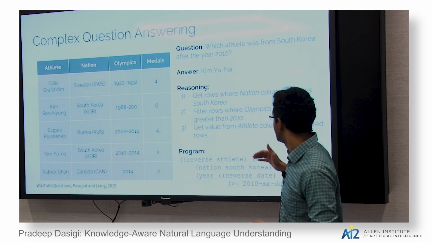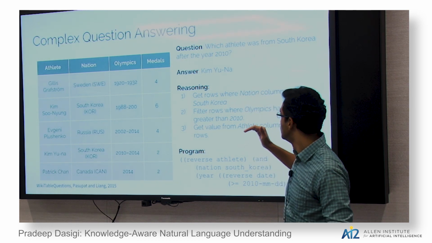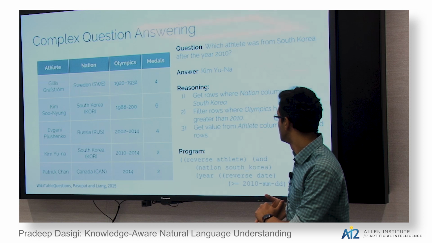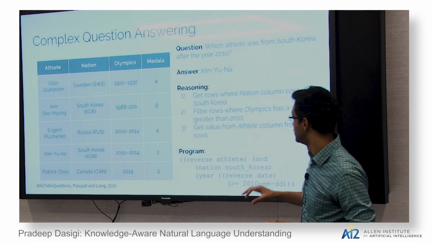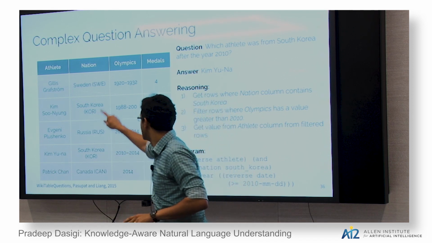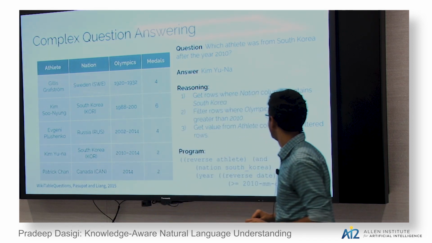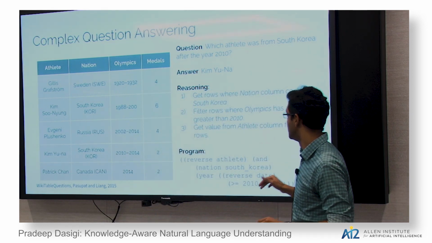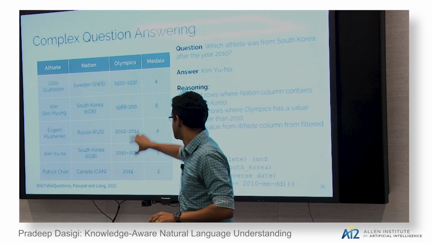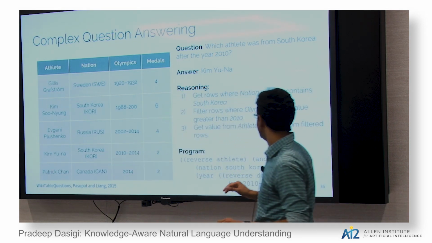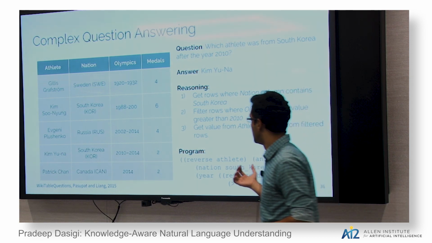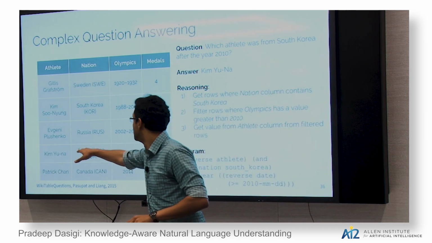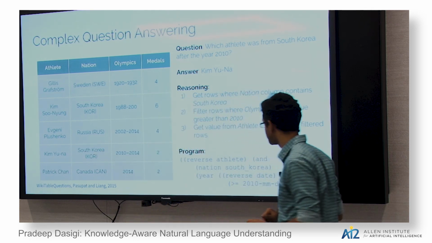And to arrive at the correct answer, Kim Yoon-na, you'll have to perform the following reasoning steps. First, you need to get the rows where the nation column contains South Korea. You have 2 of them here. And then you have to filter the rows where the Olympics has a value greater than 2010, which filters it down to just this one row. And then you need to get a value from the athlete column from the filtered rows. And you'll get the correct answer by doing that.